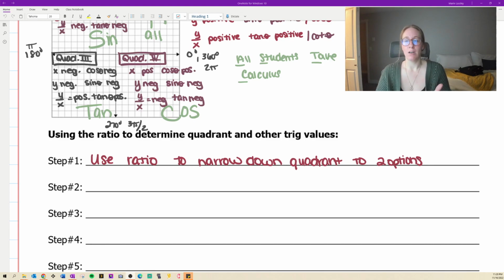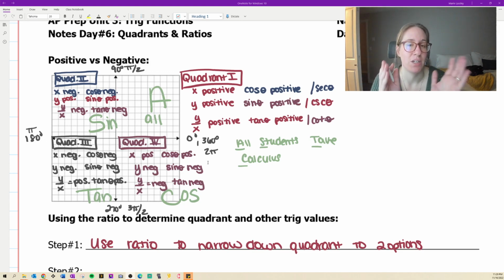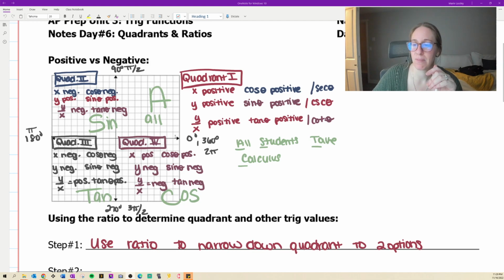So use the ratio that you're given to narrow down your quadrant to 2 options. Whatever ratio they give you, it's only going to narrow you down to 50-50. If you look at our XY axis, for instance, cosine being negative, there are two quadrants where cosine is negative, but you can at least narrow it down to quadrants 2 or 3. That's what your first step is going to do.